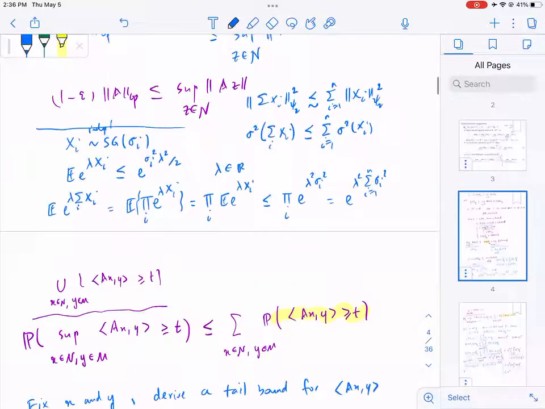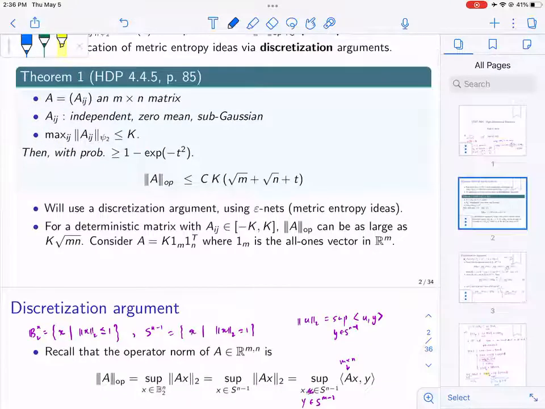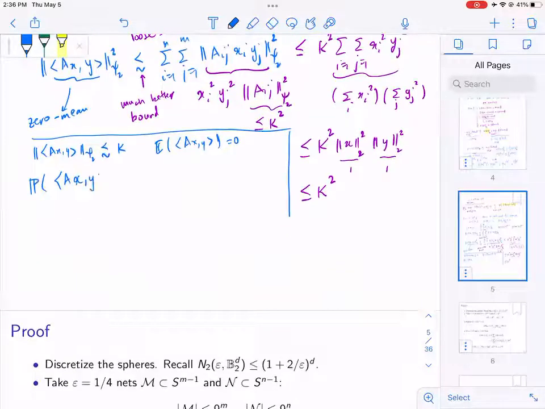Someone asked why you don't have a 2 here. The reason is that it doesn't matter, it's just enough to do one-sided. So this is basically the same as the probability of axy minus the expectation. I'm doing an upper tail. So what can I say here?